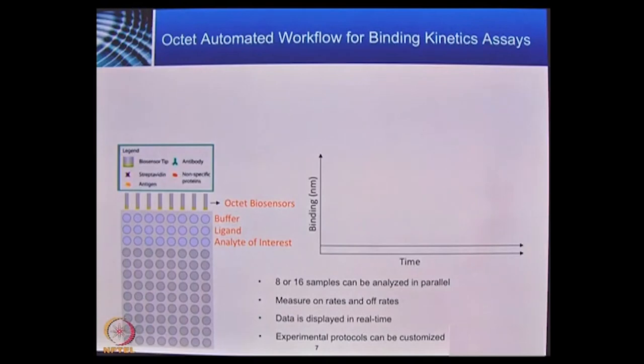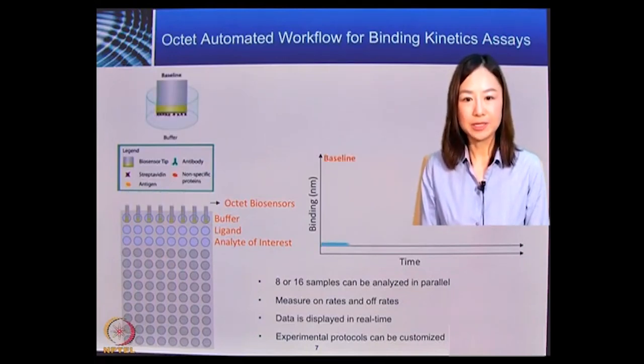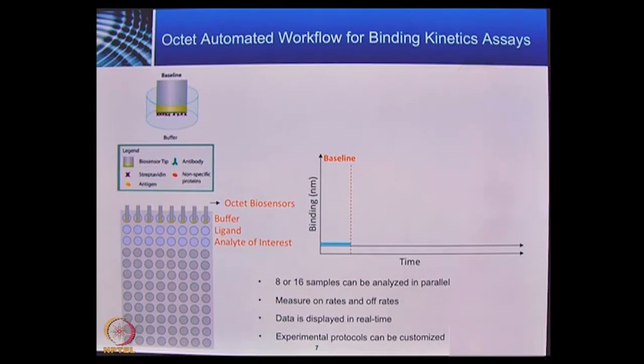When we're doing a kinetic experiment, we firstly need to coat the biosensor with a ligand. In this experiment, we are using biosensors with streptavidin immobilized on them. So the ligand has already been biotinylated, and we'll first put the biosensor into a buffer to remove the protective agent from the biosensor. After that, the biosensor is moved into the wells that contain the ligand. The biotinylated ligand will bind to the streptavidin and generate a loading curve, as we can see here.